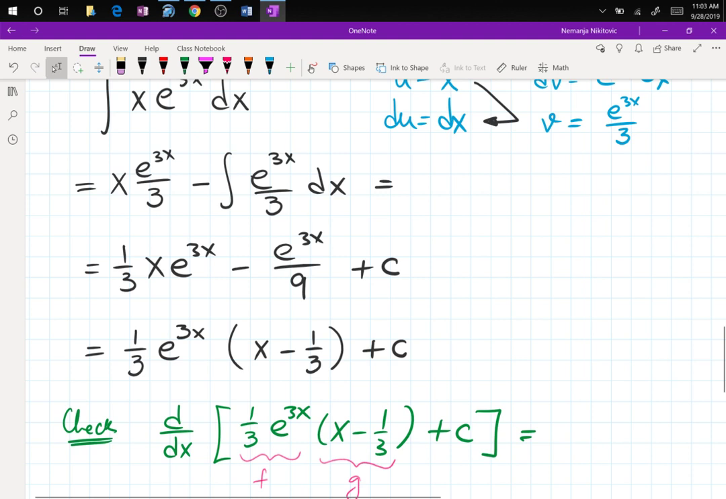How did the x go? There was an x in the first term. You have two terms. 1, 2. Right. So the first term, when you take 1/3 and e to the 3x out, x is what's left. And the second term, when you take 1/3 out, a third stays. When you take e to the 3x out, it's gone.